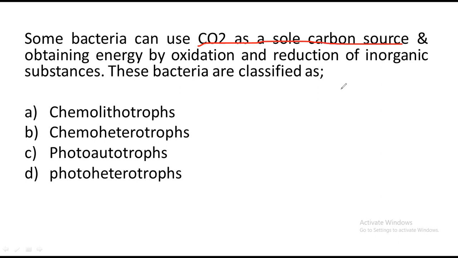So keep in your mind that when it is using CO2, here is the auto. Now, second, obtaining energy by oxidation and reduction of inorganic compounds. Just keep this in mind: when a bacterium is using an inorganic molecule as its energy source, then the first term will be chemo. Just memorize this trick: energy, electron, and carbon.